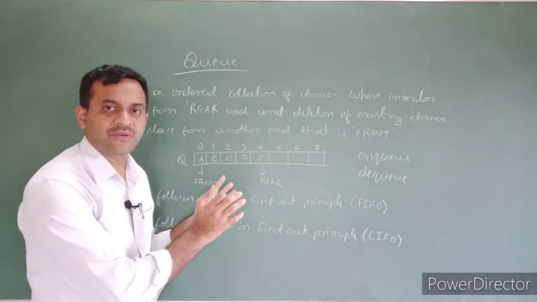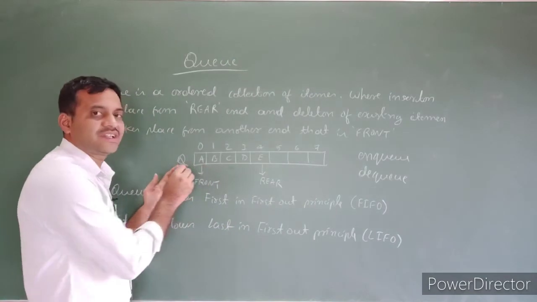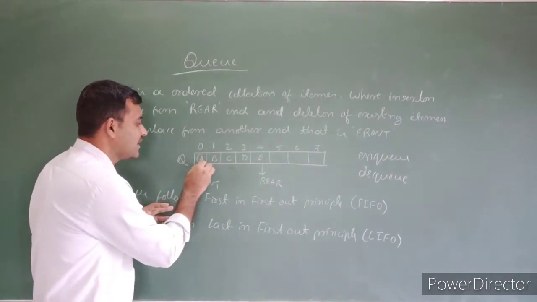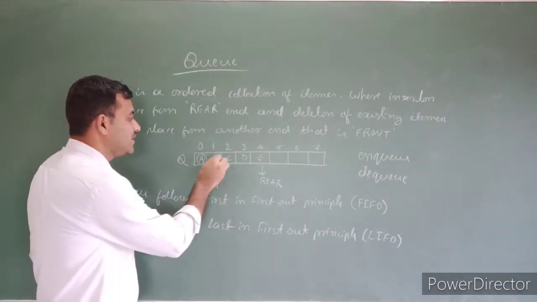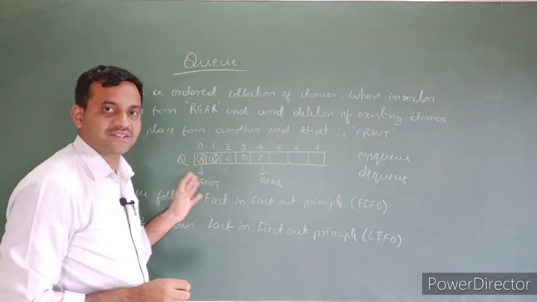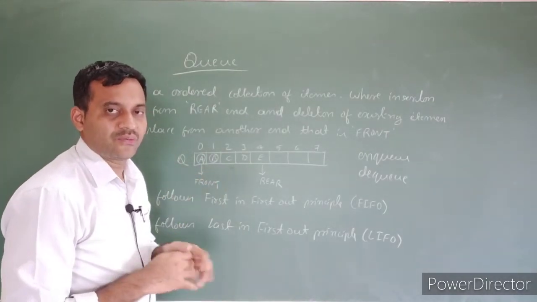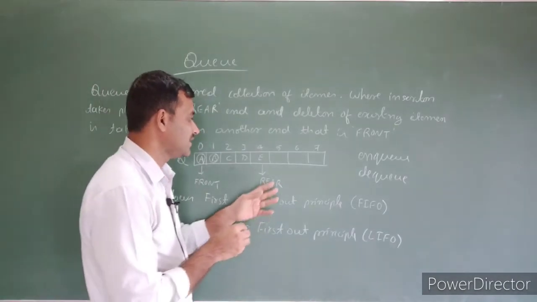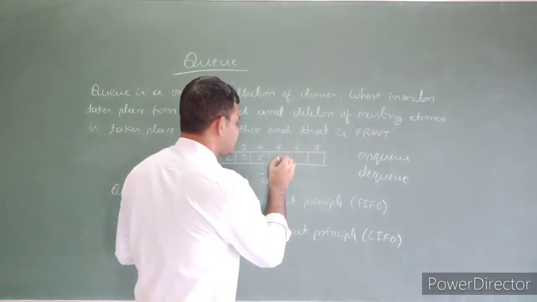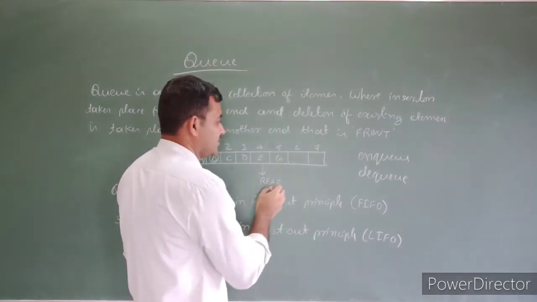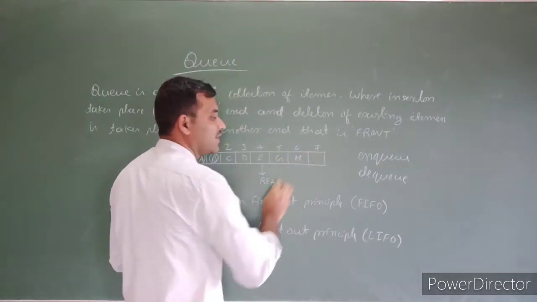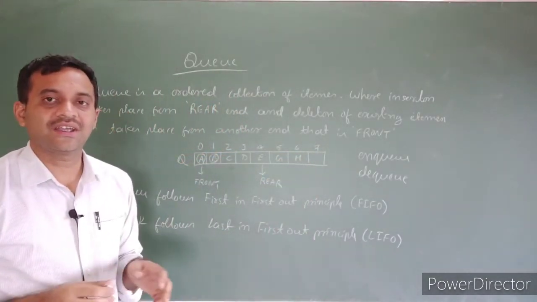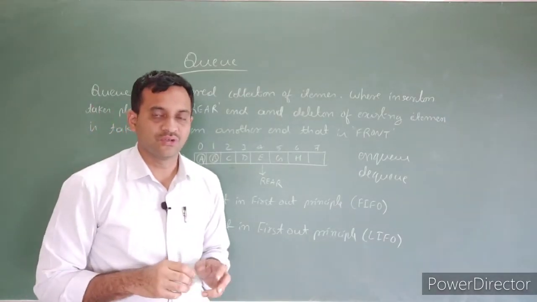If you delete an element from the queue, the first inserted element is deleted, that is A is deleted, then B is deleted. So like this the elements are removed. If you want to insert a new element to the existing data structure, then that is inserted to position 5, 6, 7 like this. So that is the basic principle of queue.